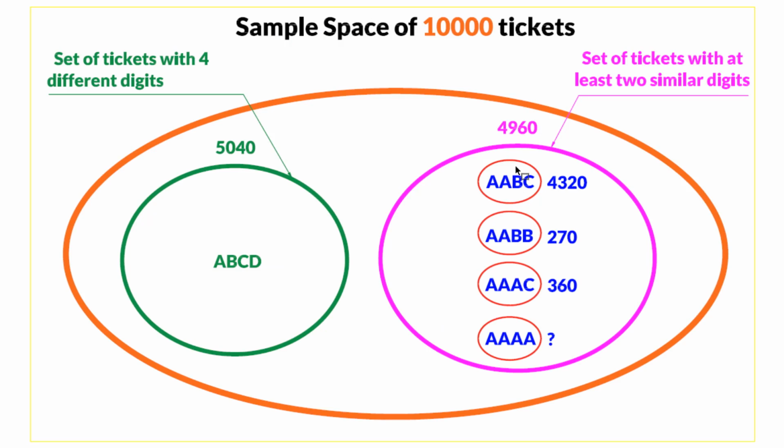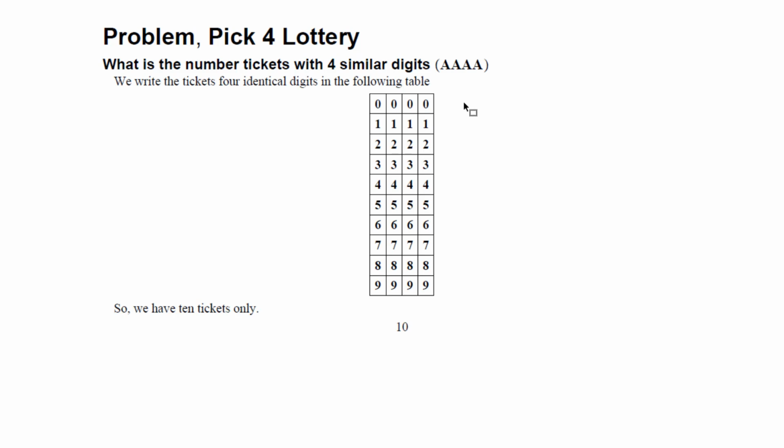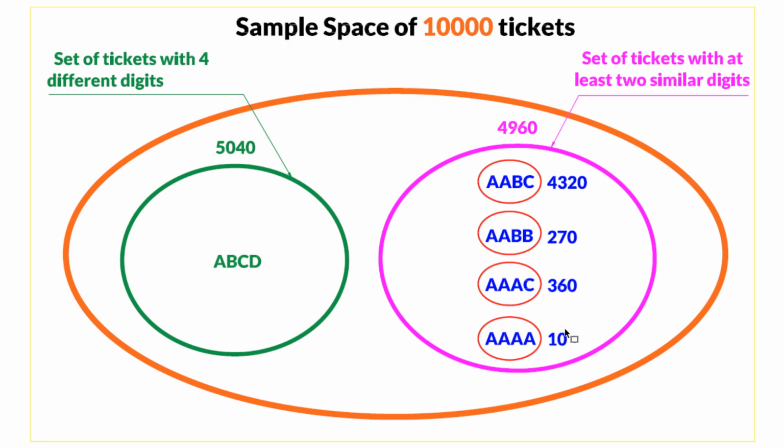Now we can add to our subgroup the number 360 for the tickets in the form AAAB. Now what is the number of tickets with 4 similar digits such as AAAA? So this is very easy to be found. They are 10 tickets. So now we can find the last unknown in this subgroup, which is 10 here. And now everything is known, and we can find the probability of this event, which is more probable and which is less probable.